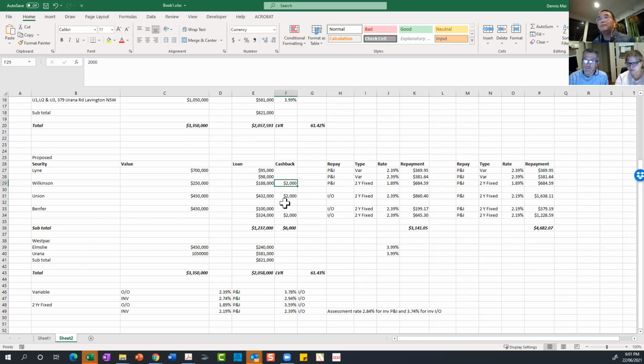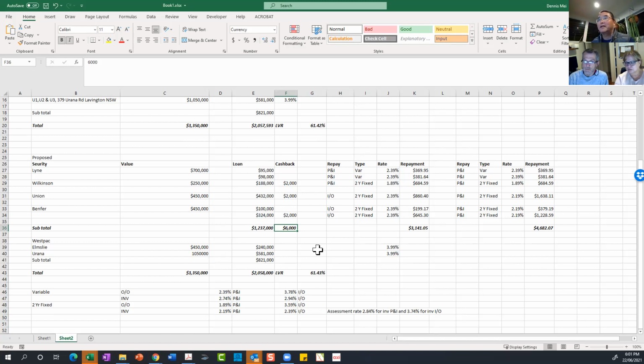$2,000, $432,000 against Union, we get $2,000. And again, this is $424,000. Again, we get $2,000. So together, cashback will be $6,000. It can be done.